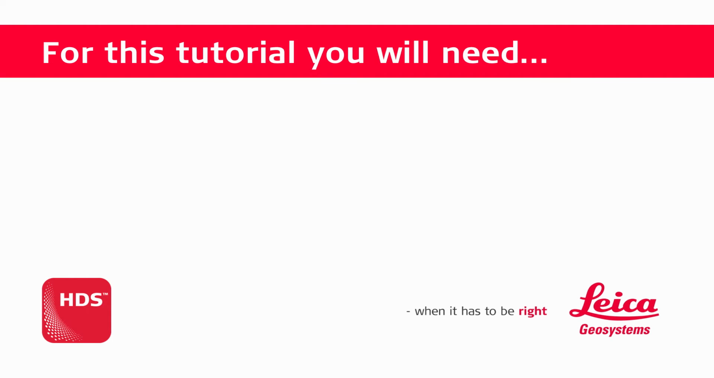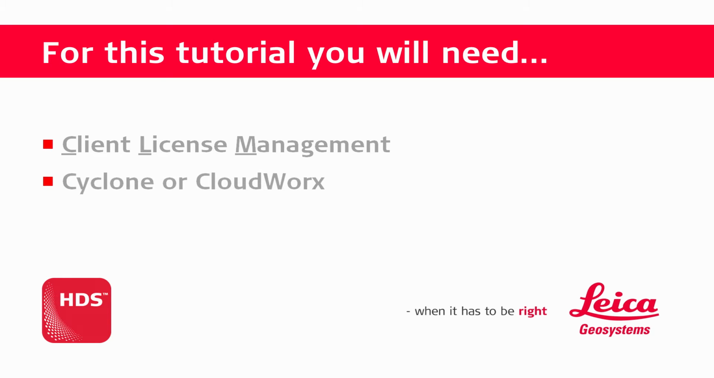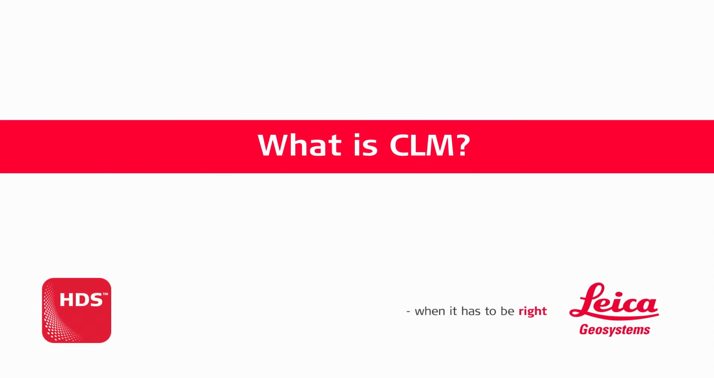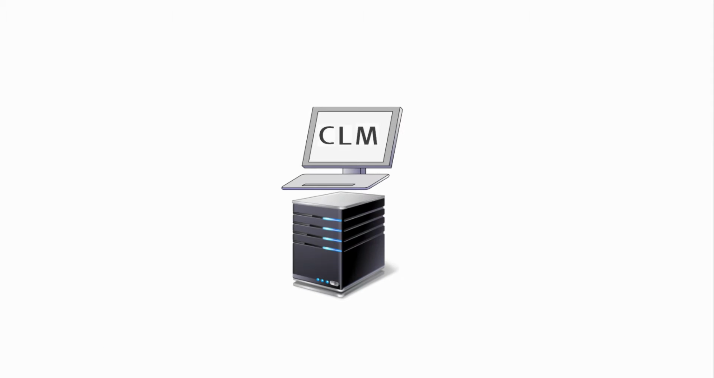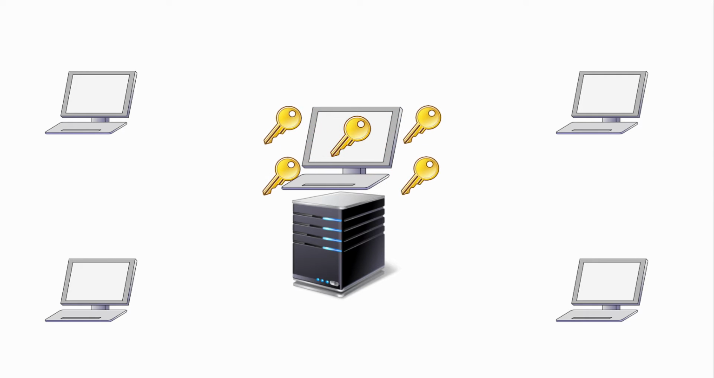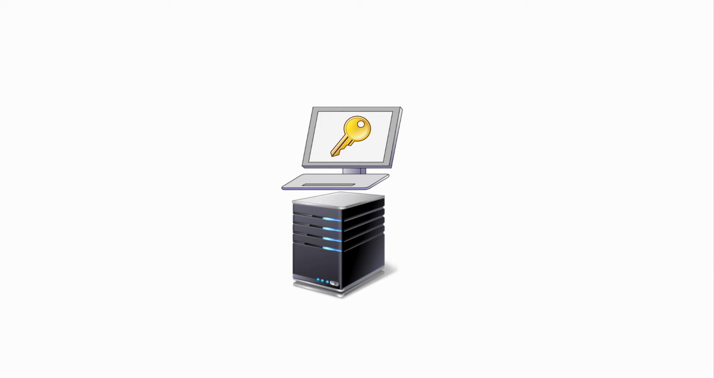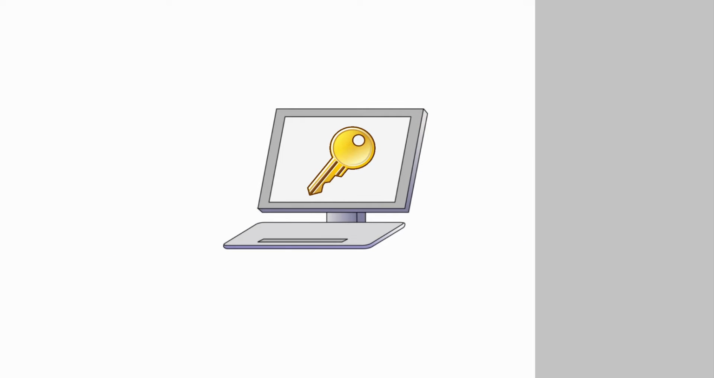For this training movie, you will need the client license management system as well as a client with an installation of Cyclone or CloudWorks. What is CLM? The client license management system, CLM, is a tool to serve and administer licenses in a network or on a single PC. It provides advanced functionality to activate, borrow, and manage licenses.